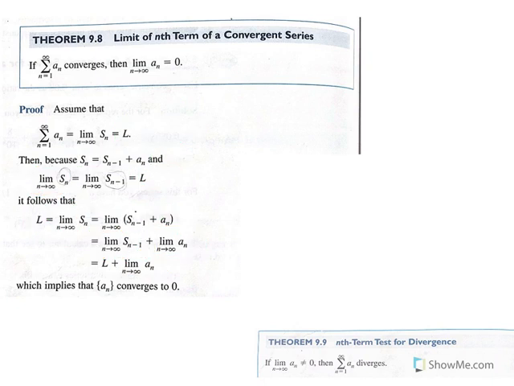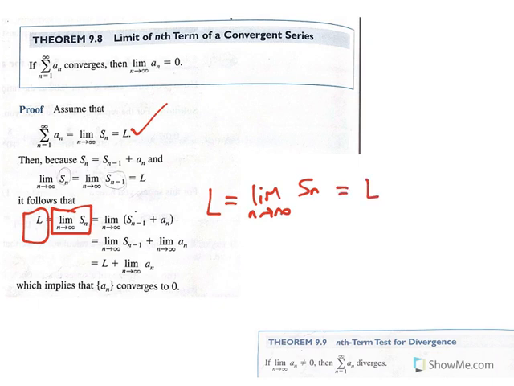What we have here is this. The limit of the nth partial sum as n approaches infinity is equal to L by hypothesis, right? And that's equal to, so we have L is equal to the limit of the nth partial sum as n approaches infinity, which is equal to L plus the limit of the nth term of the series as n approaches infinity.